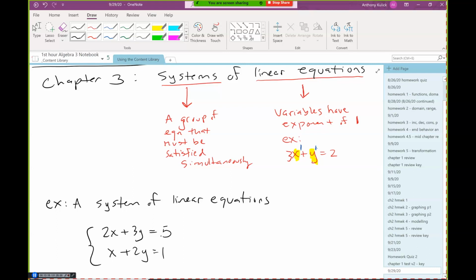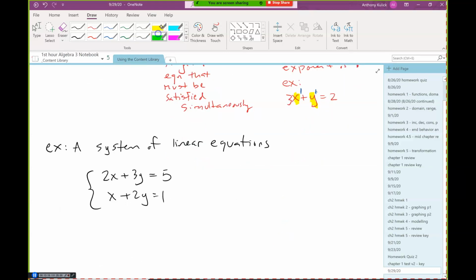So when we write a system of equations, typically we put half of a curly bracket to indicate to you that instead of just a list of separate equations, this is a group of equations that need to be thought of as a system that we need to be taking into account all at the same time. And then we'll just list our equations. Everybody okay with that?